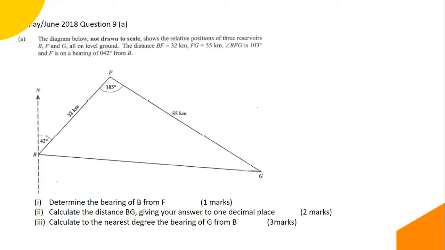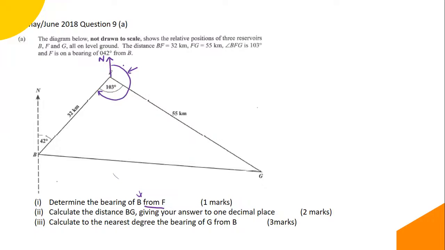Determine the bearing of B from F. So we're starting at F, so put your little north pole. We're starting at F and we're going to B. So you're starting at F and you're going all the way around until you reach the line that connects to B. Now we know this part of the angle. If we can get this missing angle here, we are good to go.